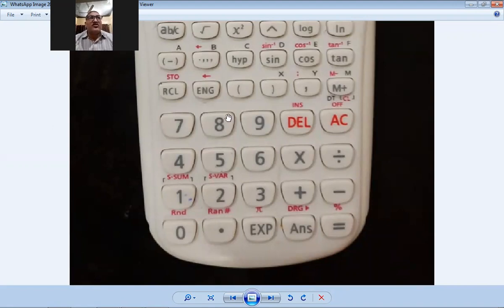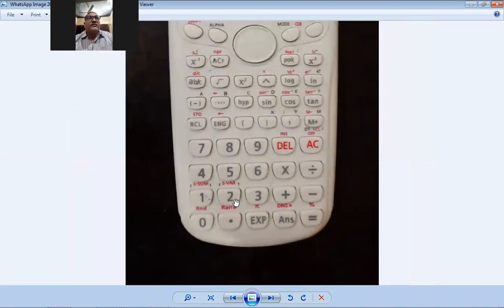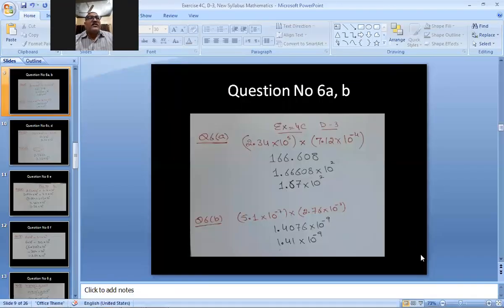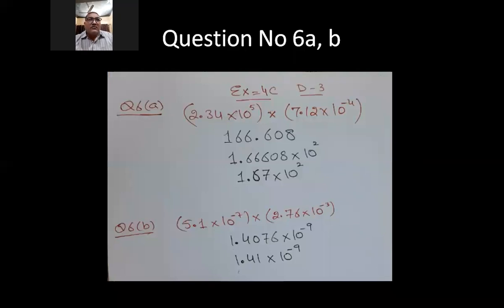So this question number 6, this is the game of calculator. So we have to know this function especially. So let me show you how we do this. So let's start. In your calculator, you will write 2.34 expo 5 multiply 7.12 expo minus 4 equals to. You will follow my voice command. You have to enter exactly as I am saying these numbers.